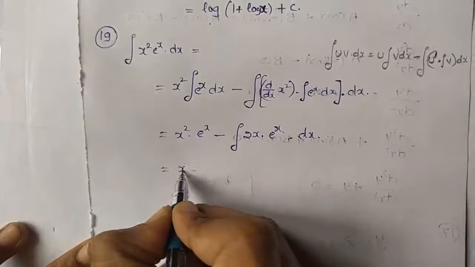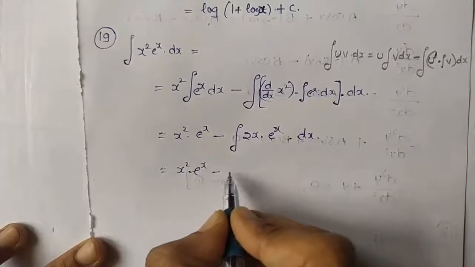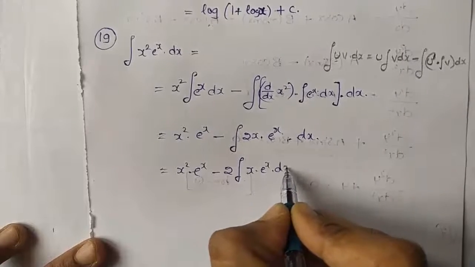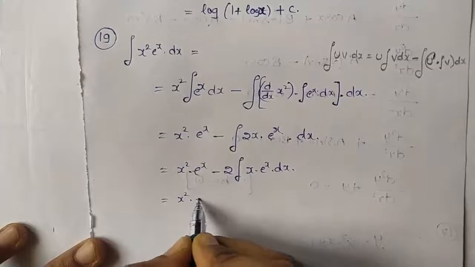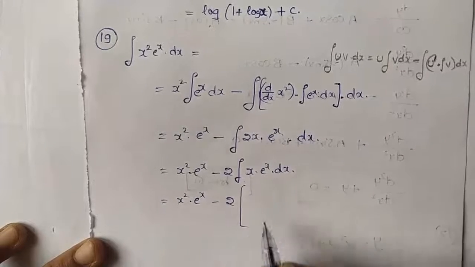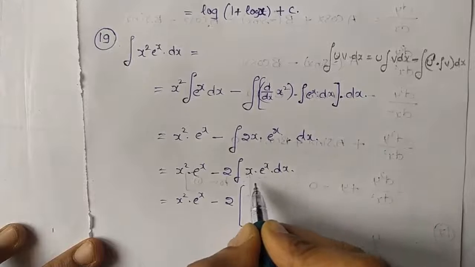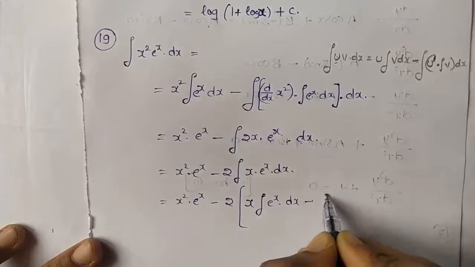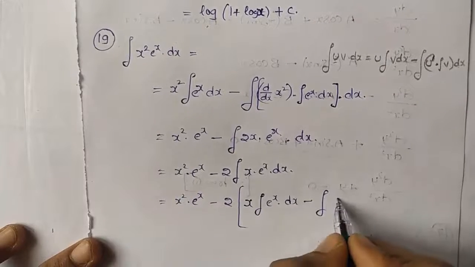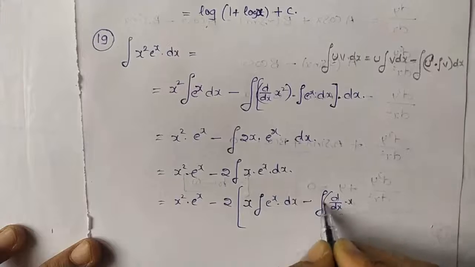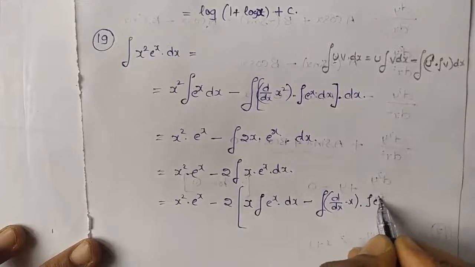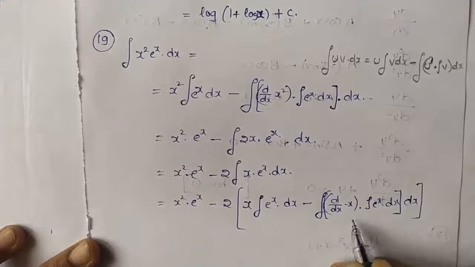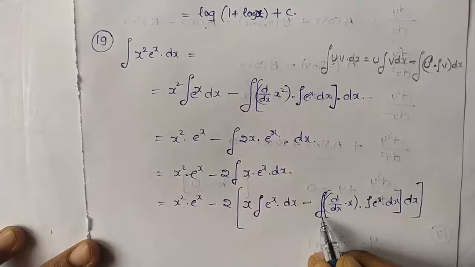Next, that is equal to x square into e power x minus 2, you just keep it outside, integration of x into e power x into dx. Again you apply integration by parts: minus 2 into, x into integration of e power x into dx minus integration of d by dx of x into integration of e power x into dx. This whole simplification we need to integrate once again.